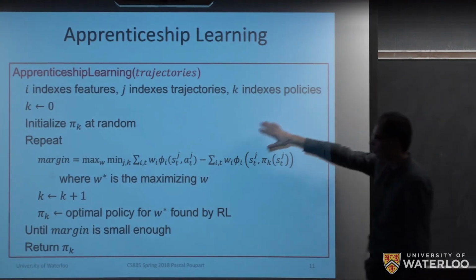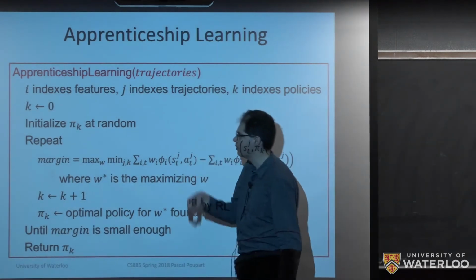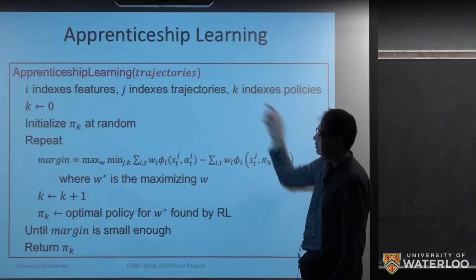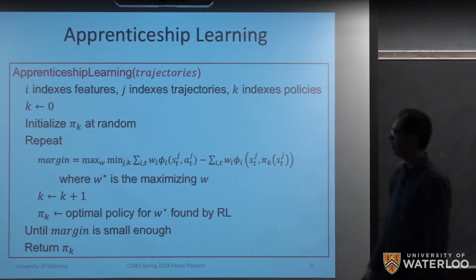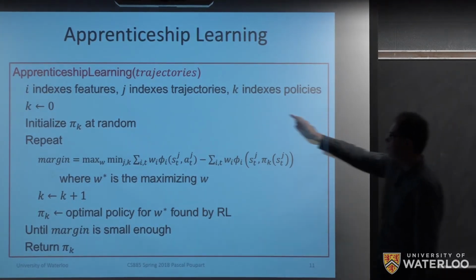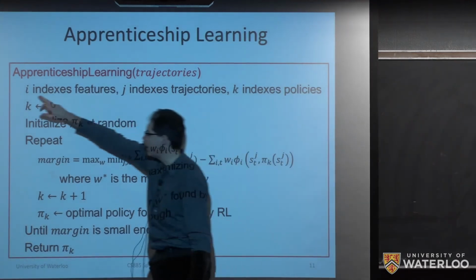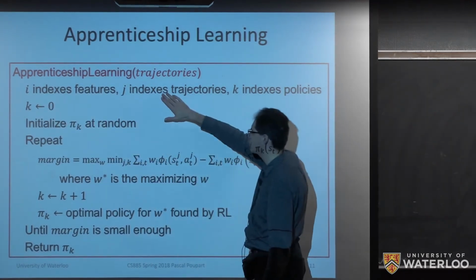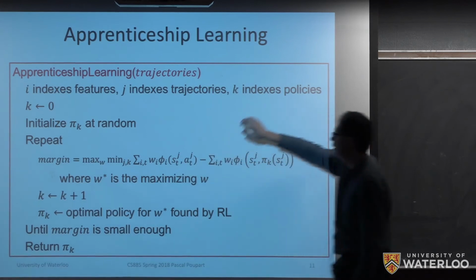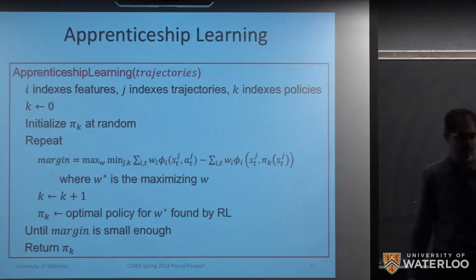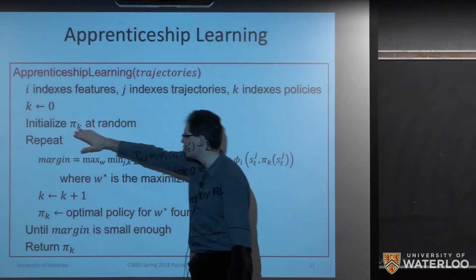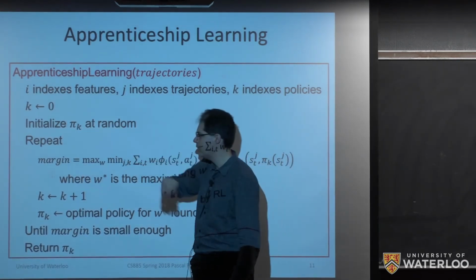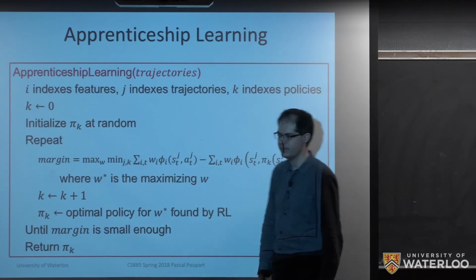This pseudocode is based on some work from Abbeel and Ng in 2004 that they call Apprenticeship Learning. Here, let me index features by i. I'm going to index some trajectories by j, and I'll index some policies by k. Initially, I'm going to start with some arbitrary policy at random.